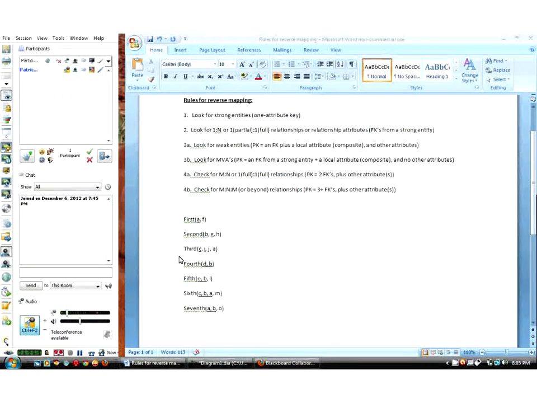Reverse mapping is a little bit different because what we're doing, basically, is we're given an end product, a database, and we're going to work our way back toward an ER diagram from it. We do this in cases where we want to better understand the database, basically when we need documentation about it.